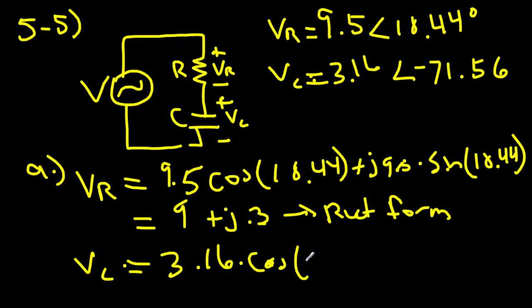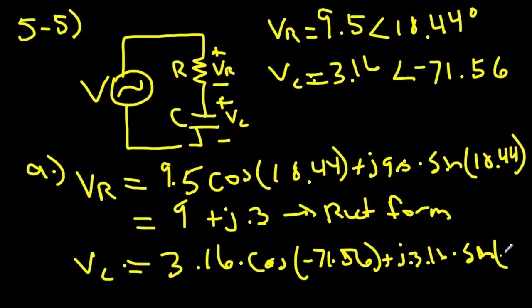the cosine of negative 71.56, plus j times 3.16 times the sine of negative 71.56. So this comes out to equal 1 minus j times 3. And this is also rectangular form.